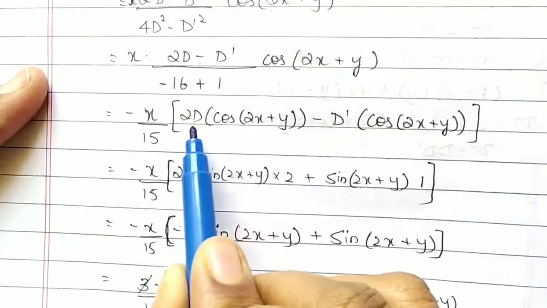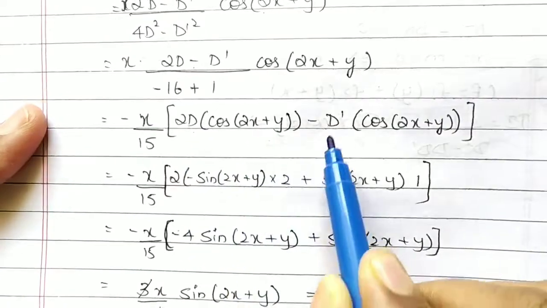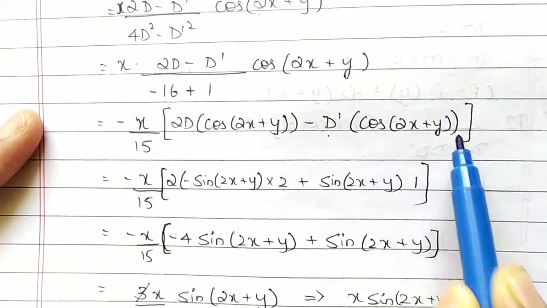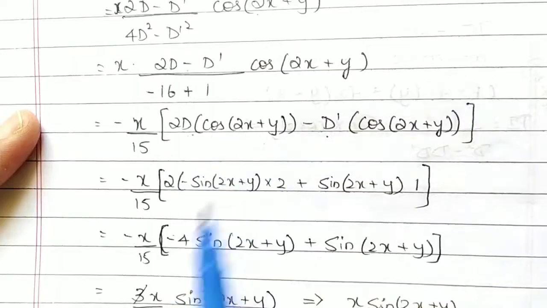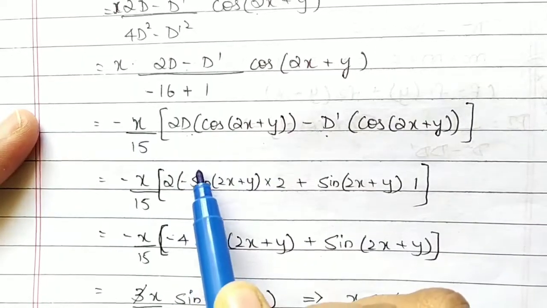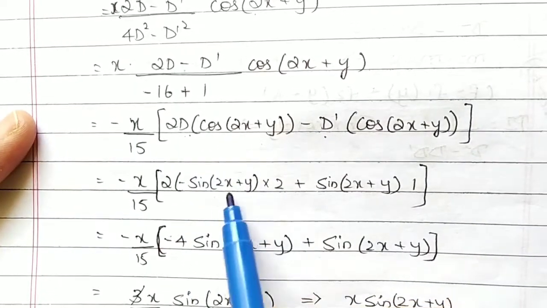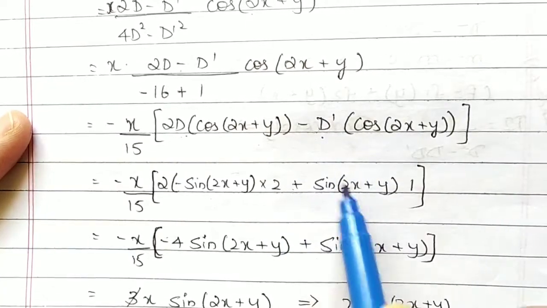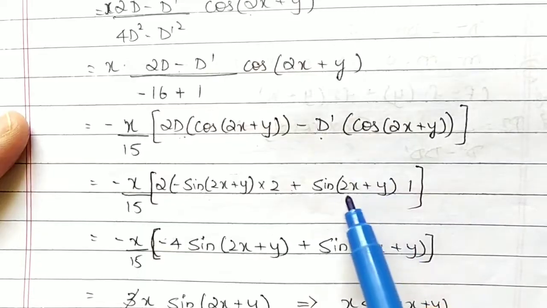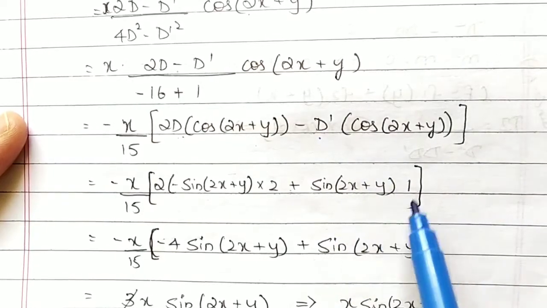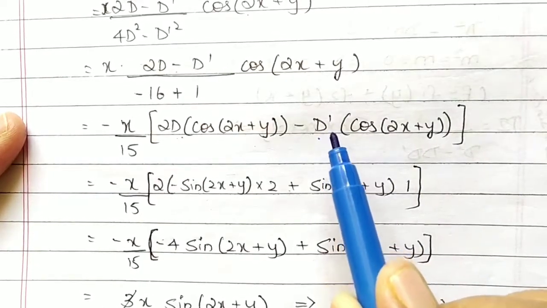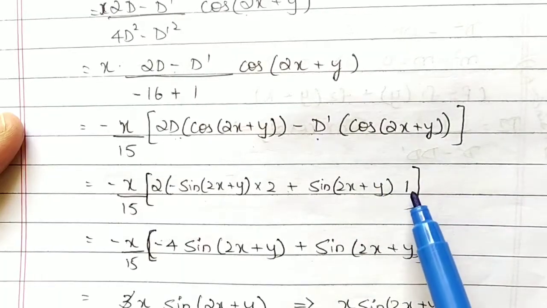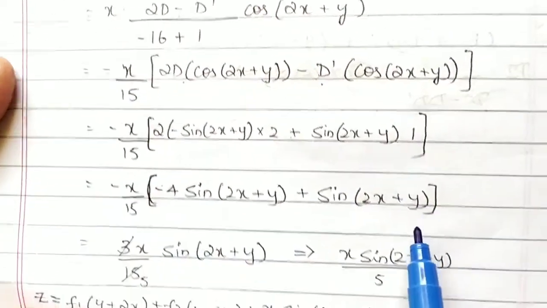So D means differentiation with respect to x, D dash means differentiation with respect to y. So differentiating cos gives minus sine, and if you do the 2 inside, you will get minus cos is minus sine. So minus minus becomes plus sine 2x plus y. Inside, again differentiate with respect to y because it is D dash. So y differentiation is 1. So this gives you the particular integral.